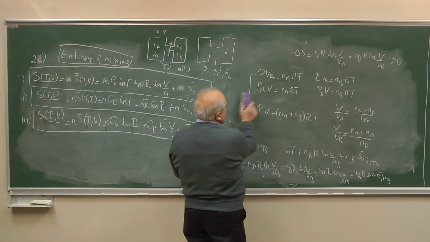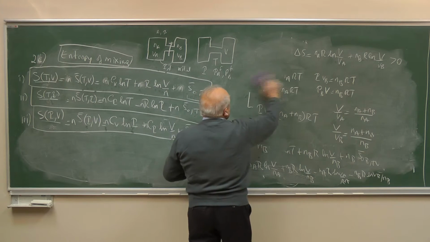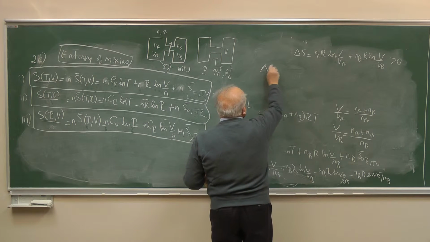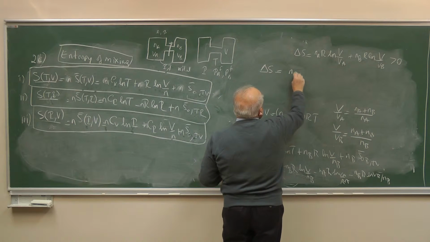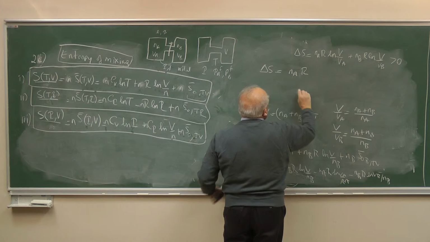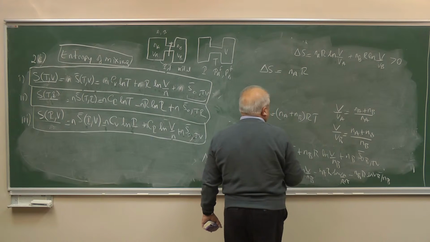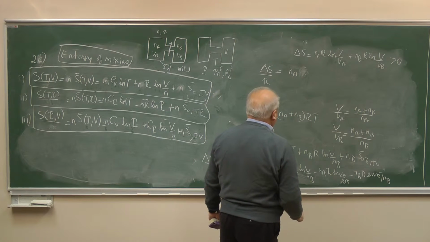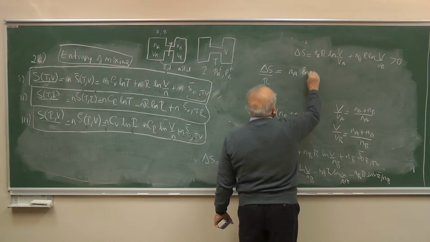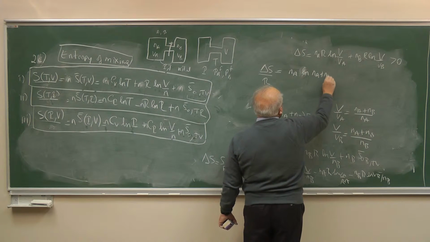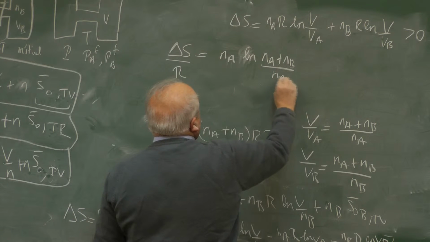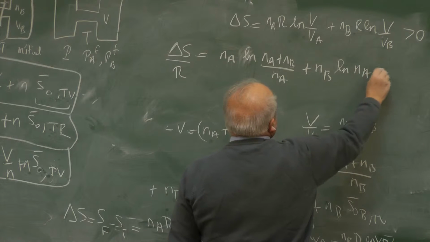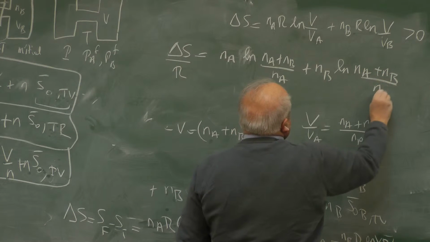I'm erasing this part. We don't need this anymore. We need these. Therefore, delta S is equal to NA R, and let me divide by R. This is NA log (NA plus NB over NA) plus NB log (NA plus NB over NB).